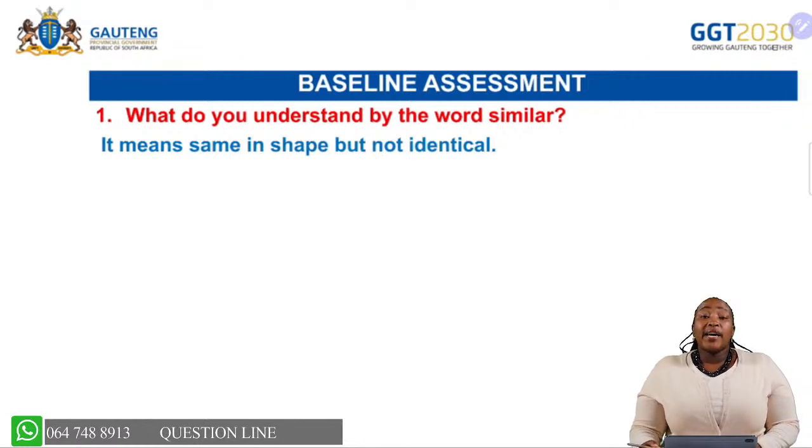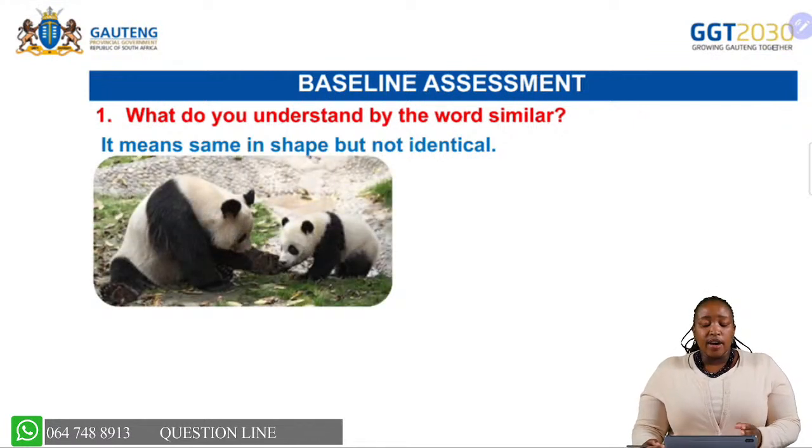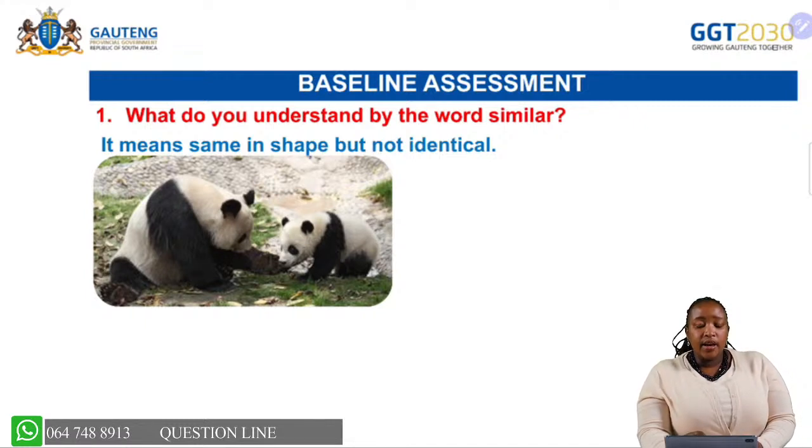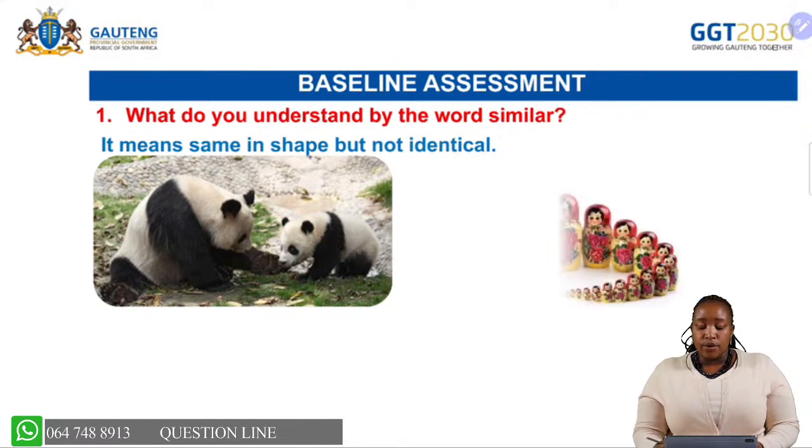Right, so my definition, it means the same in shape but not identical, all right? I have an example here of a bear, all right? So I have the mother and the cub, okay? As you can tell, these two are similar animals, all right? And the difference here is that the mother is bigger than the cub. Do you see that? All right, so these two are similar items, okay, or animals.